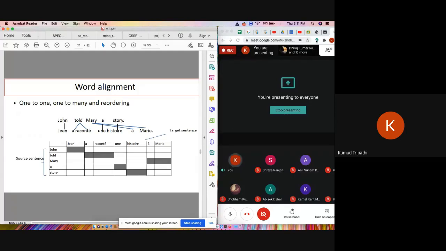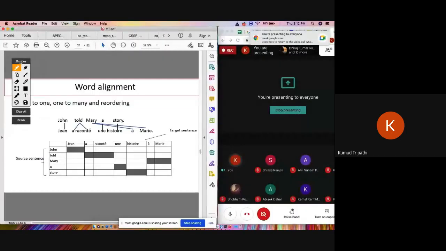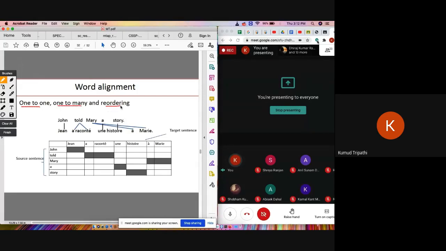So here one table is given, and with this table they are representing how the words are aligned in the source and target language. This example represents one-to-one, one-to-many, and also reordering based word alignment. The rows represent the source sentence, written in English, and the columns represent the target sentence, in French. So John and Zine have one-to-one mapping. Now, told has one-to-many mapping, because this word is aligned to these two words. Here you can also see one-to-many mapping, right?